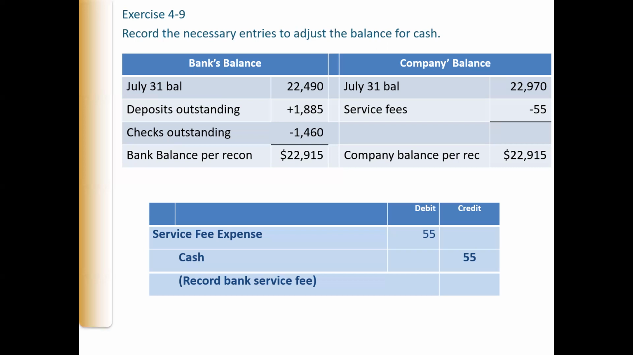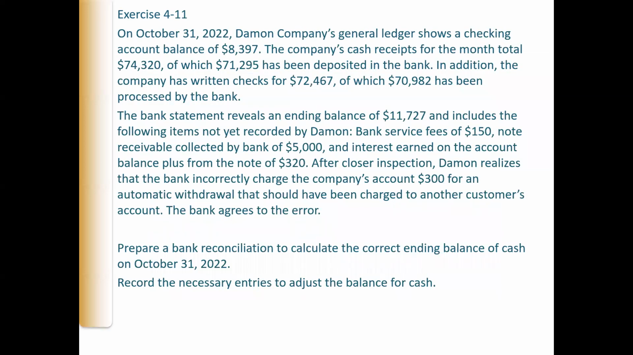Okay. Let's look at this one. This one's got a little more meat to it. On October 31st, 2022, Damon Company's general ledger shows a checking account balance of $83.97. First thing I do, I put that over on the company side. Then it tells us the company's cash receipts for the month total $74,320, of which $71,295 has been deposited in the bank.